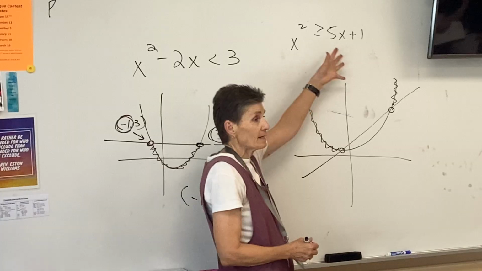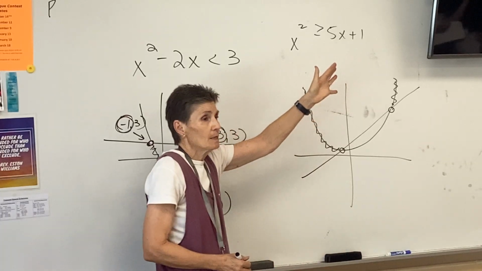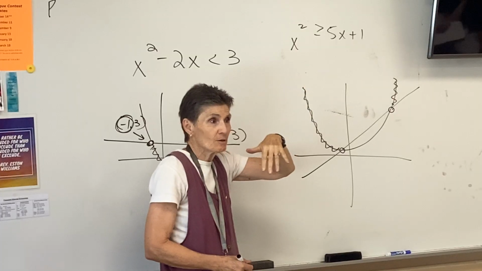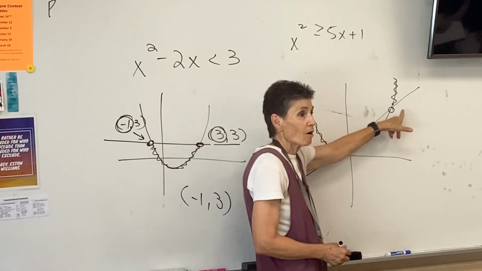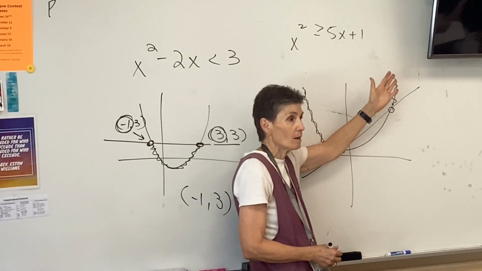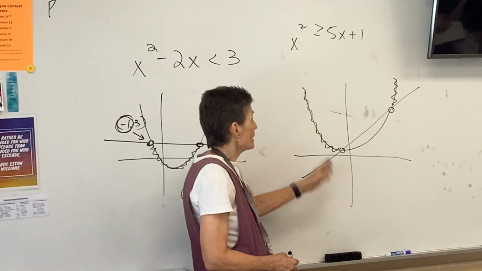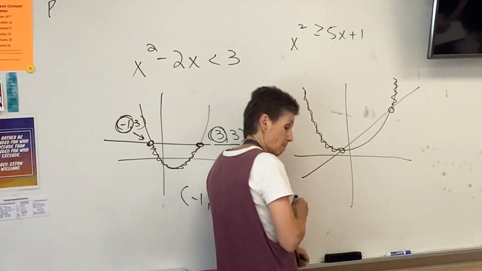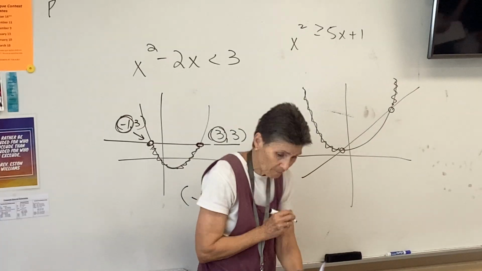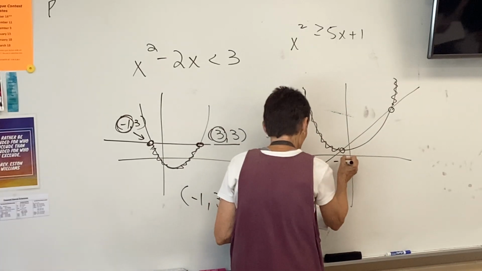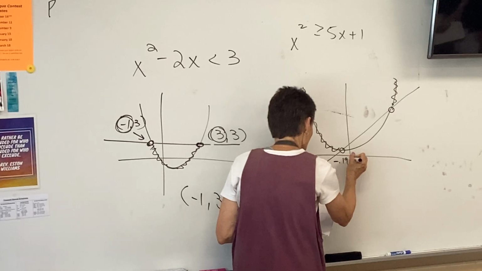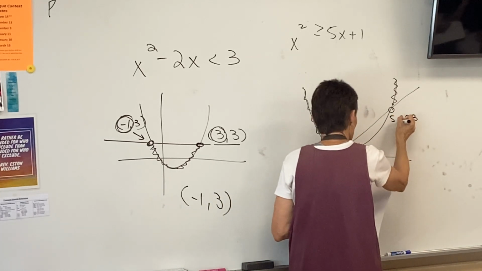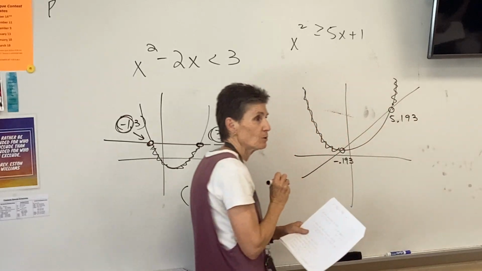So I did intersections. Anybody else do intersections? If you did intersections, that point was off my screen, so I had to change my window to get that point on there. So anyhow, this is what I got. My points of intersection were negative 0.193 and 5.193. Do those sound familiar to you? Is that what you got for your x's?